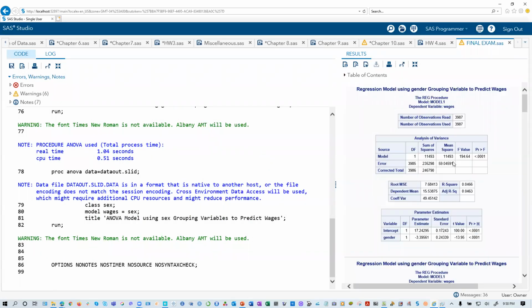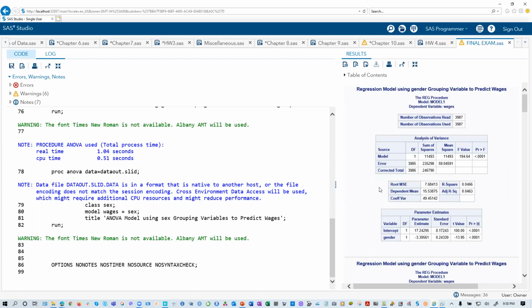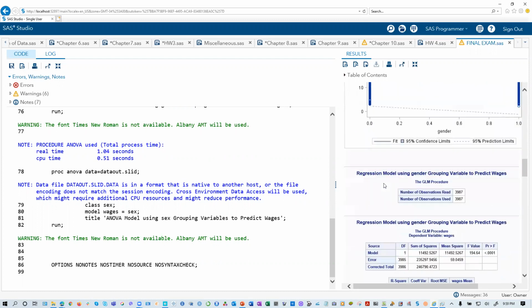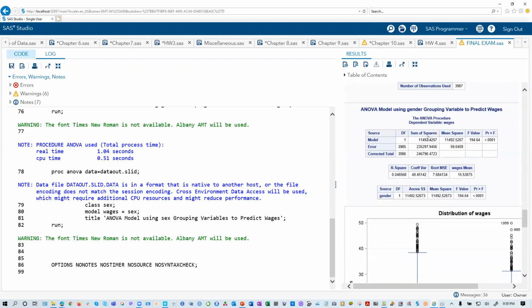11493. Regression model using group, gender as the grouping variable predictor, regression procedure. 11493 using the GLM procedure. See? ANOVA procedure, 11493. See? All these three methods.